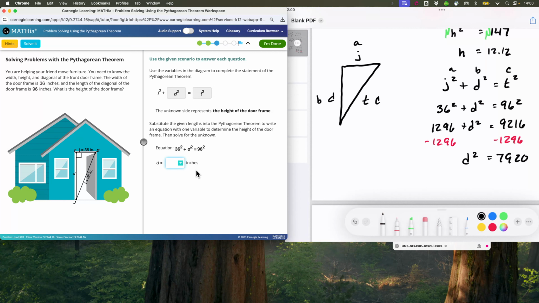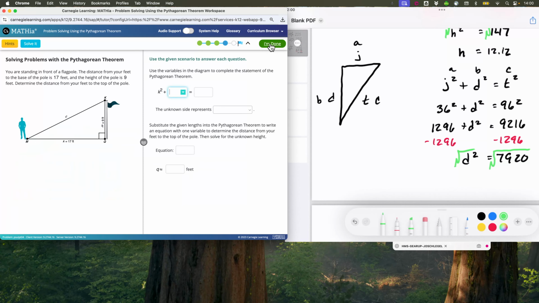So to solve this, we need to take the square root of both sides. So the answer is going to be the square root of 7,920. Let's put that right here in Mathia. 88.9944. Okay. I don't know why Mathia likes using such big numbers.